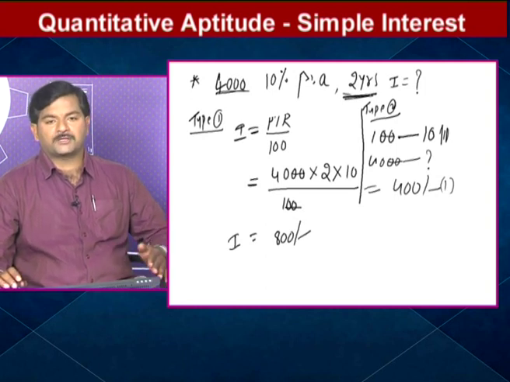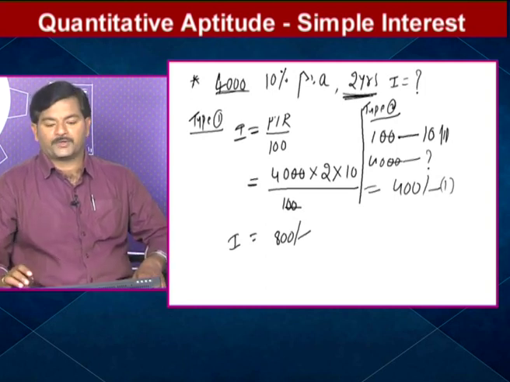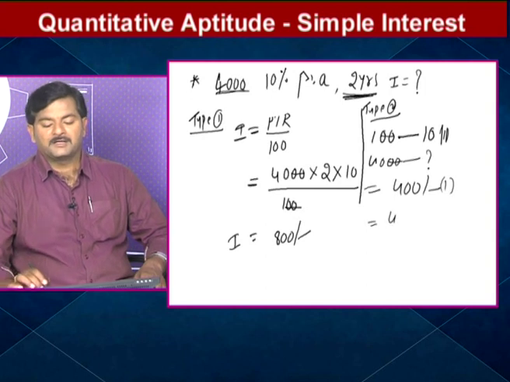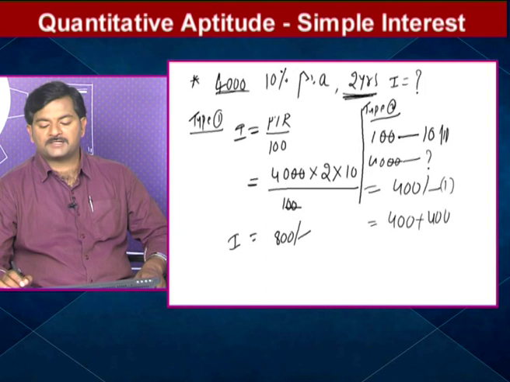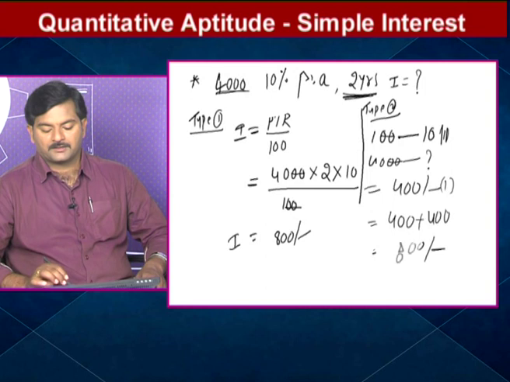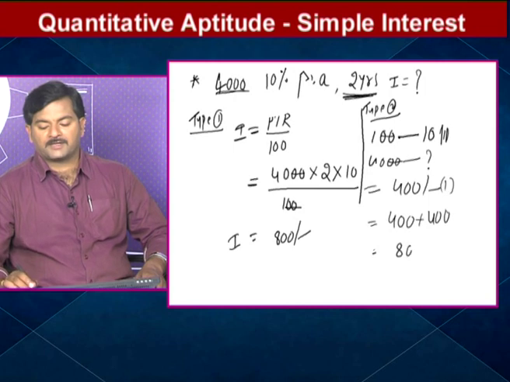Now we will move to the question. In the question, how many years are given? 2 years. So if it is 400 for 1 year, for 2 years it is 400 plus 400, which equals 800 rupees. I hope you understood. Whether by using type 1 or type 2, we are getting the same answer.